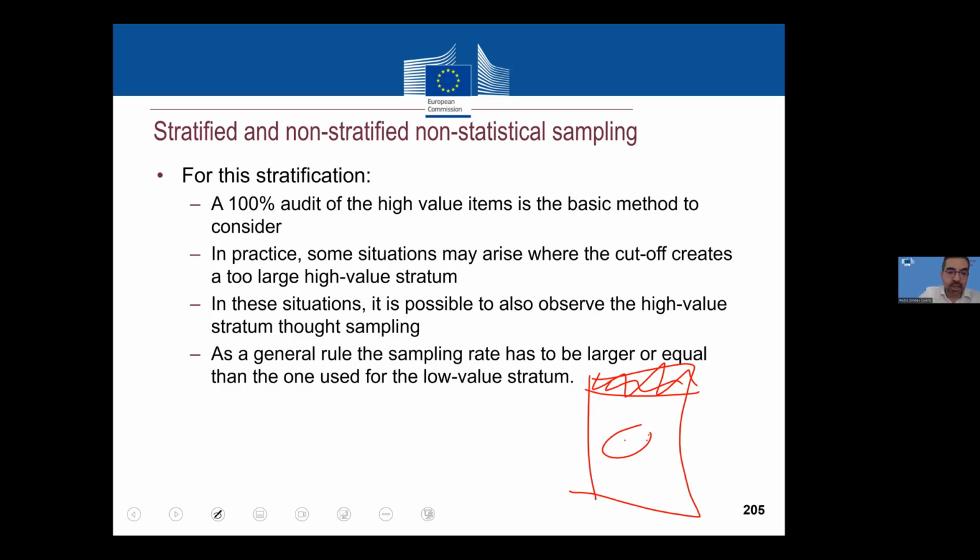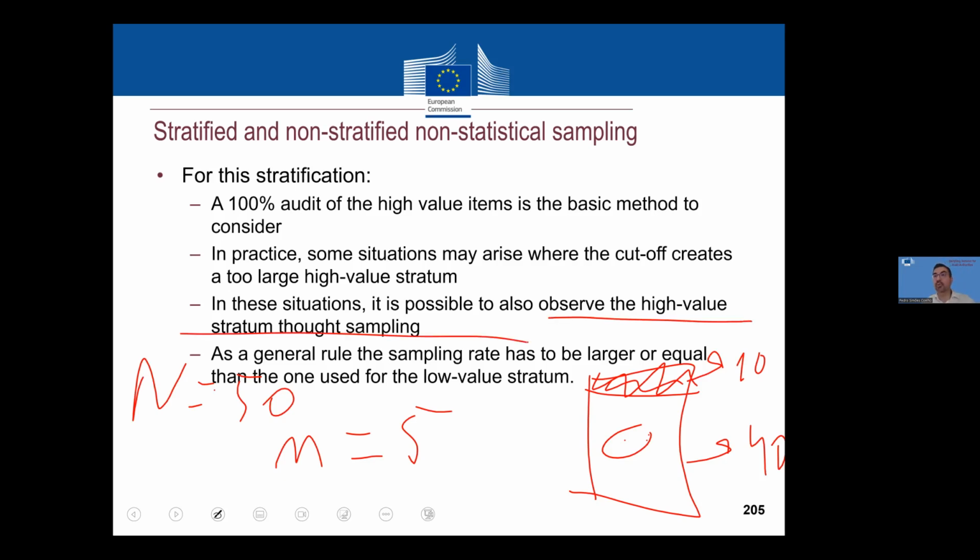Example, imagine that you have a population of 50 items. You have 10 high-value items and 40 low-value items. If you have a sample size of 5, there is no way you can fully cover the high-value stratum. You have 10, you just have 5 available in your sample. So this is not a problem. In non-statistical sampling, it's perfectly possible that the high-value group is also observed through sampling.